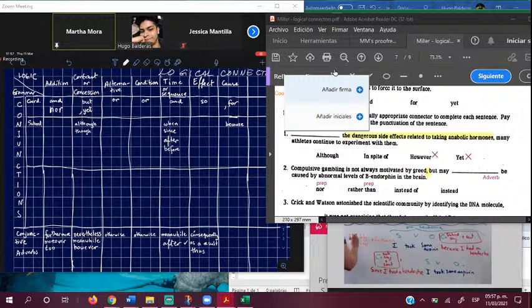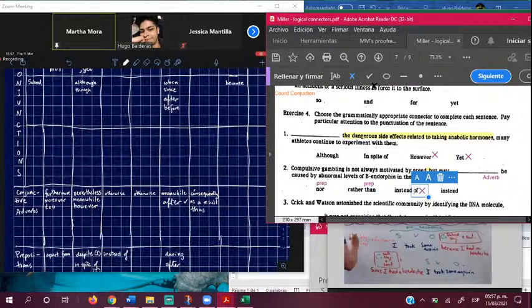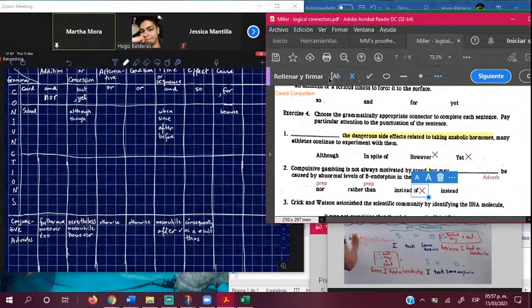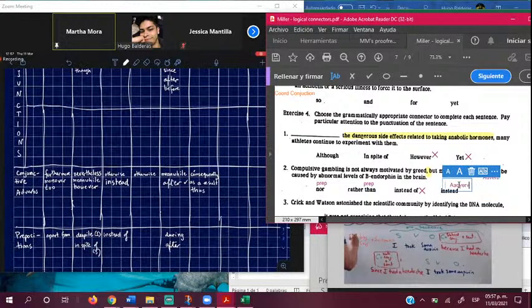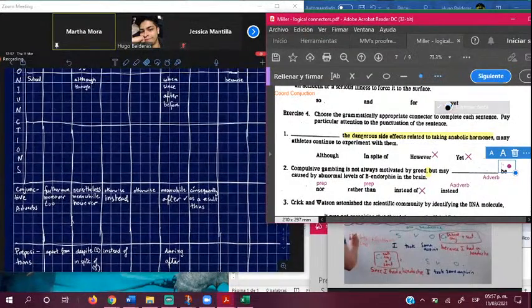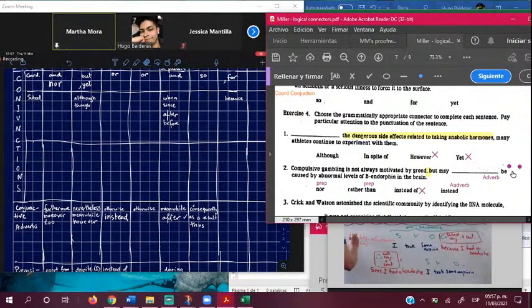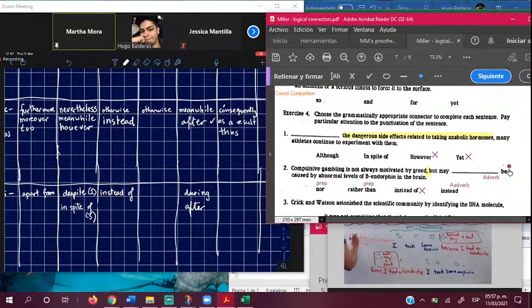Okay, teacher, what was the other? We had instead. That was a conjunctive adverb of alternative here. We already had instead of. That is a preposition, but instead alone is an adverb. And what was the other? Rather than. Rather than is a preposition of alternative. So let's write it here: rather than.